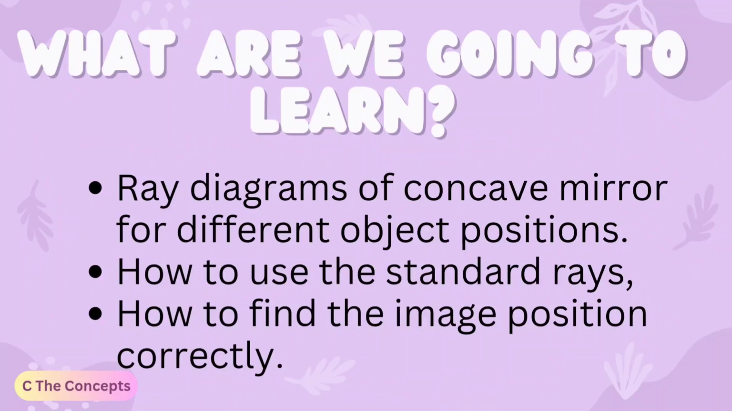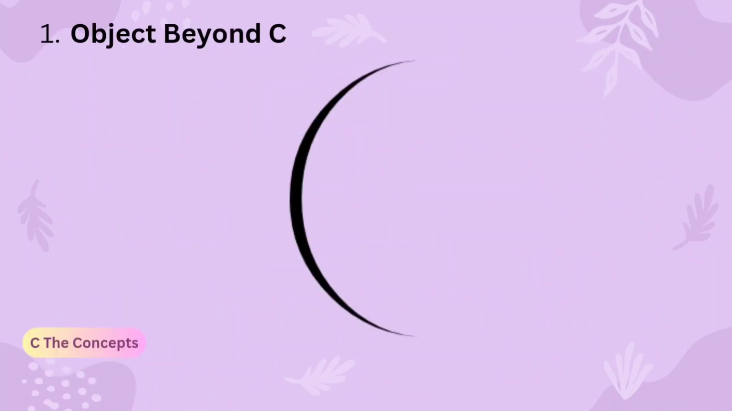Now in this video we will learn ray diagrams of concave mirror for different object positions, how to use the standard rays, how to find the image position correctly. Come on, let's begin with our first object position, that is object beyond center of curvature C.